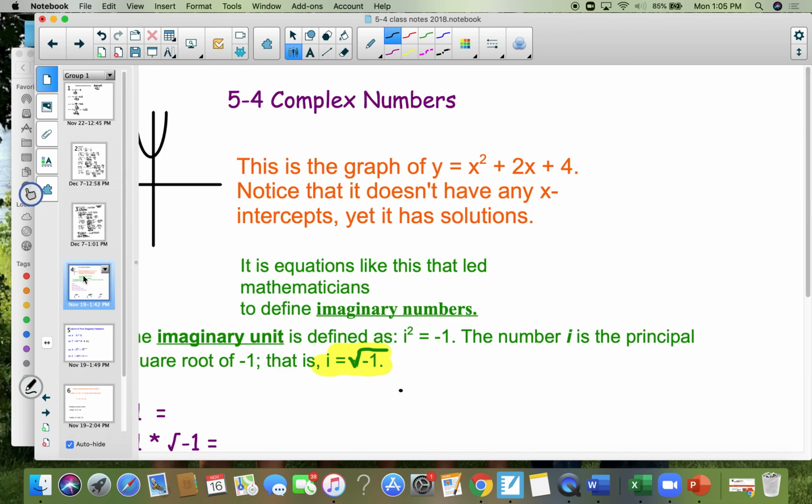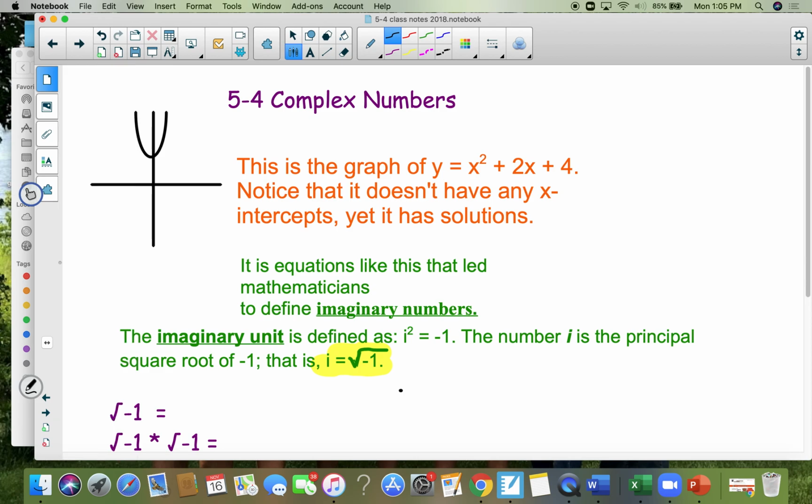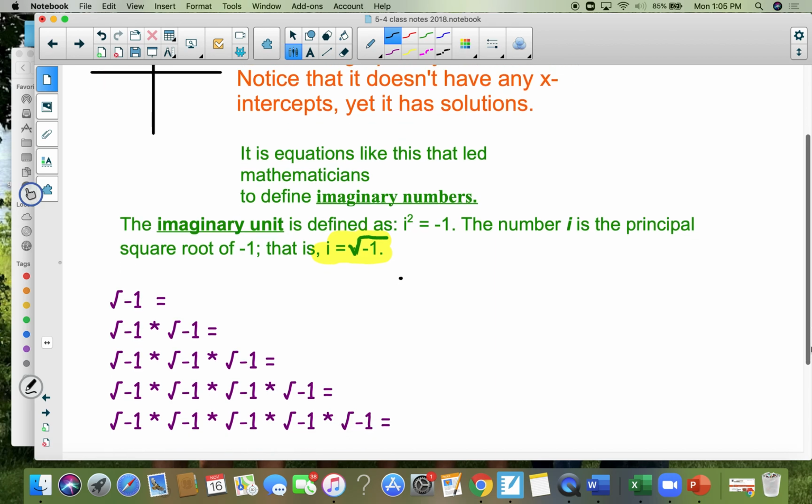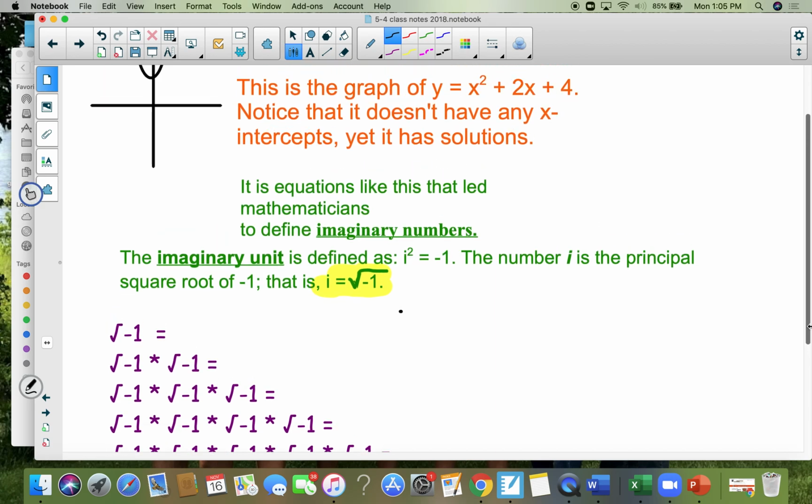Okay, I'm giving you 2 days to work on 5.4 complex numbers. This is something you've never seen before. It's called a complex number. And this is going to look really weird because you've never seen it before. But, so the square root of 4 is equal to 2, correct? If you try to plug in the square root of a negative 4 into your calculator, it's going to say error. You cannot do the square root of a negative 4.